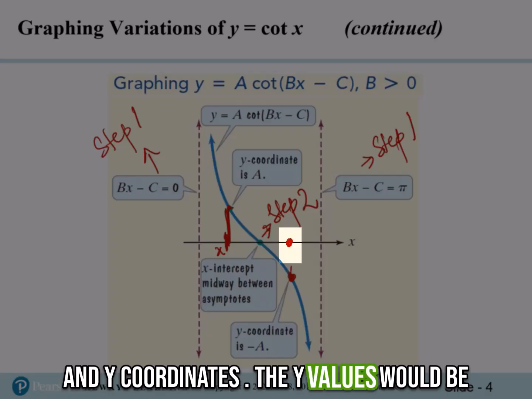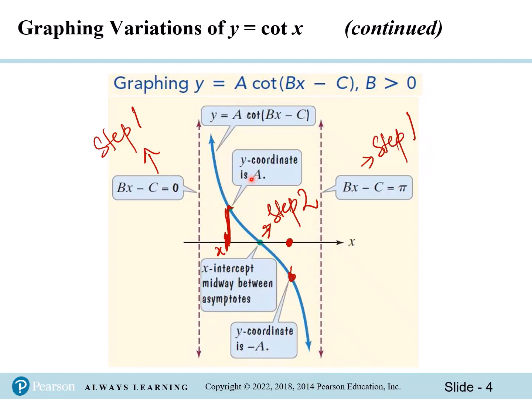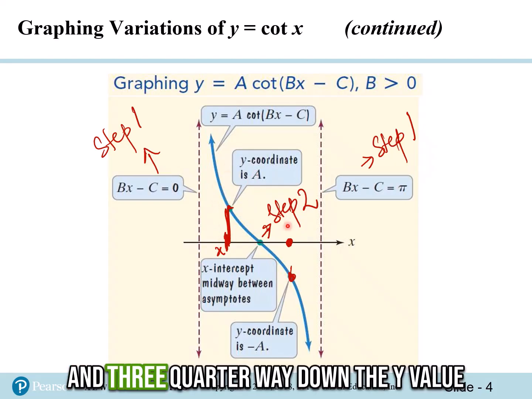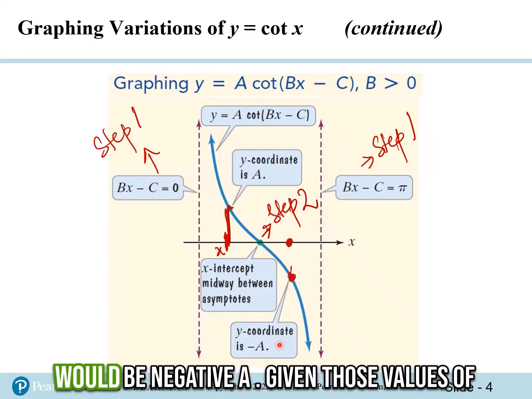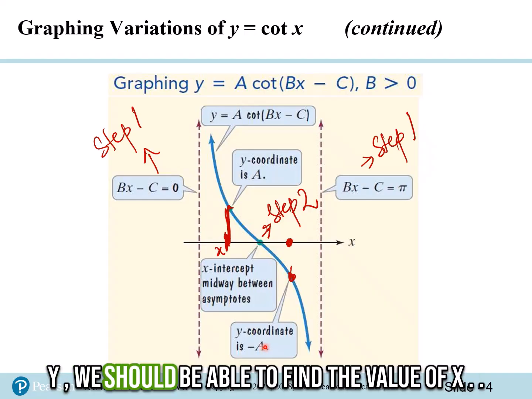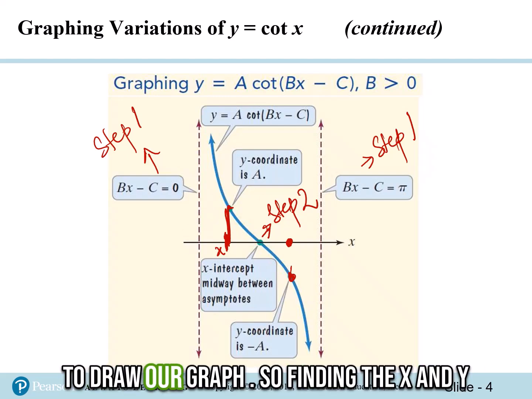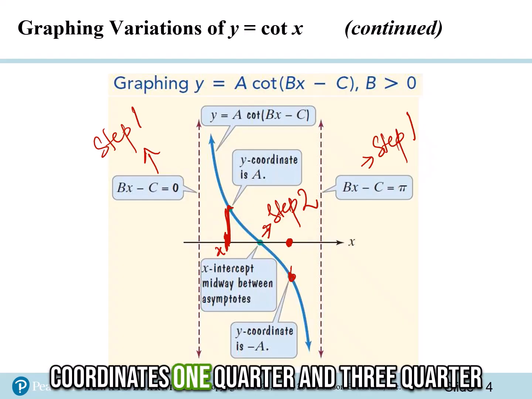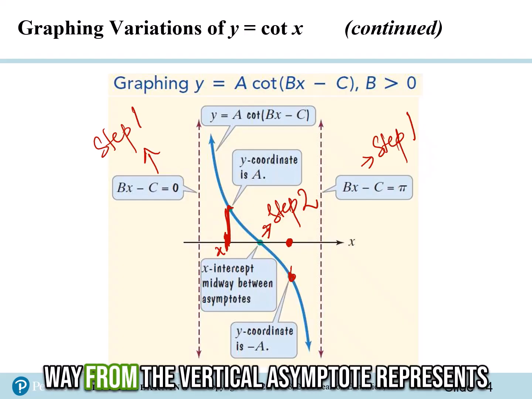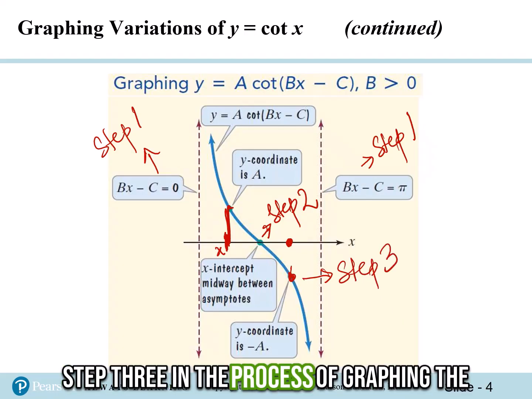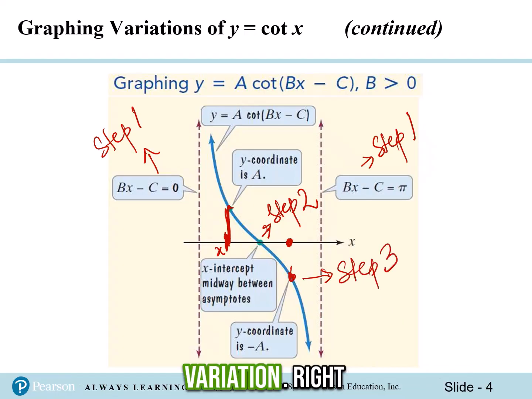The y values would be positive a 1/4 way down, and 3/4 way down the y value would be negative a. Given those values of y, we should be able to find the value of x. And then finally, in step 4, we are ready to draw our graph. So finding the x and y coordinates 1/4 and 3/4 way from the vertical asymptote represents step 3 in the process of graphing the variation, right?